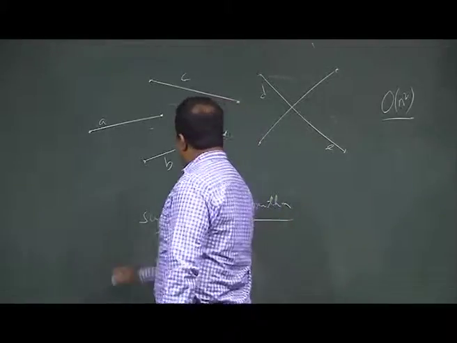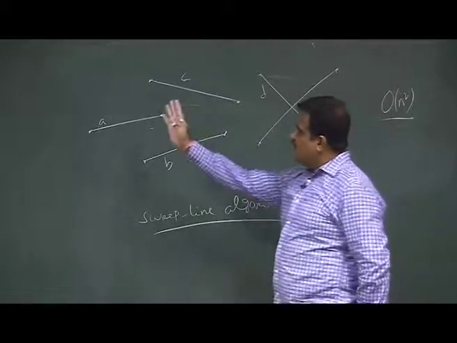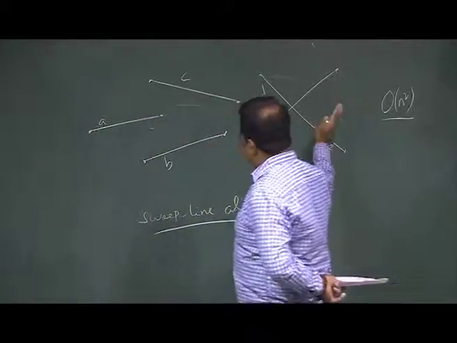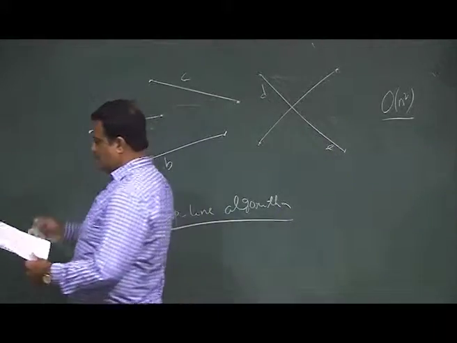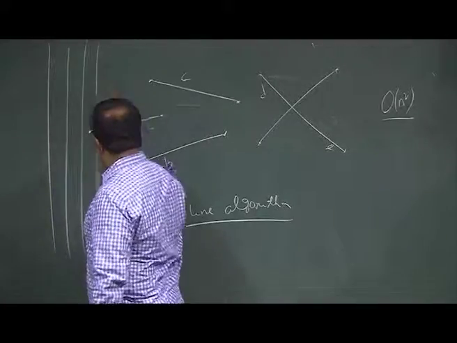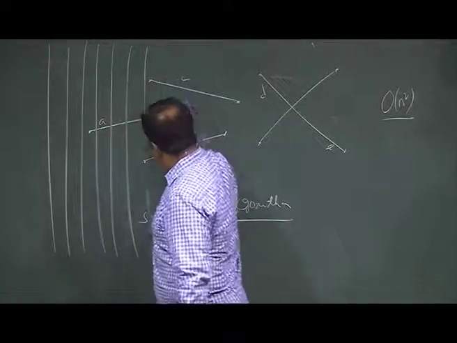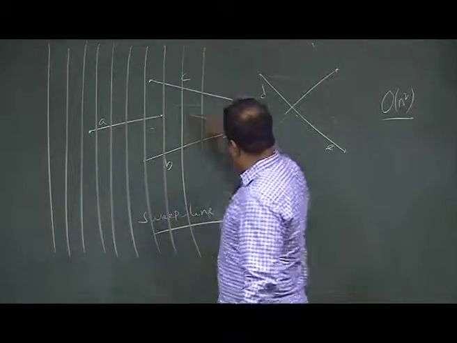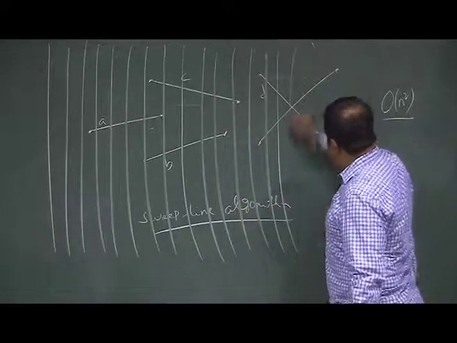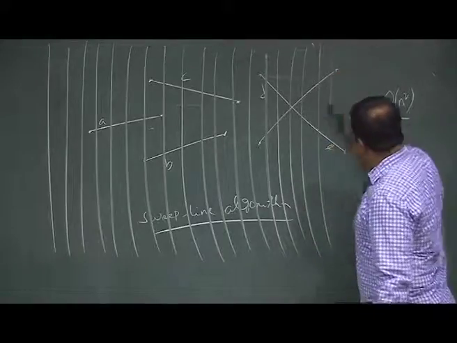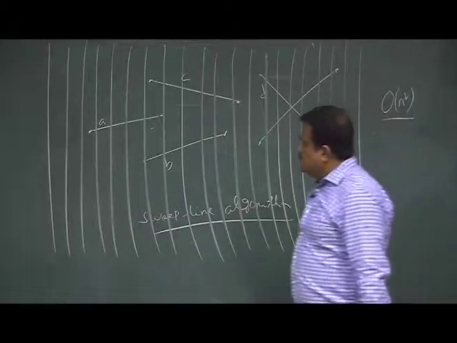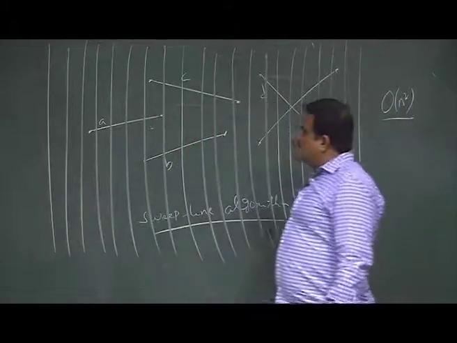So basically what we are doing in the sweep line algorithm, we have a vertical line. We move this vertical line this way, like this. This should be continuous, but it cannot be drawn continuous. So this is the movement of the vertical line. We move until we reach the end. Now, while moving, what do we observe?